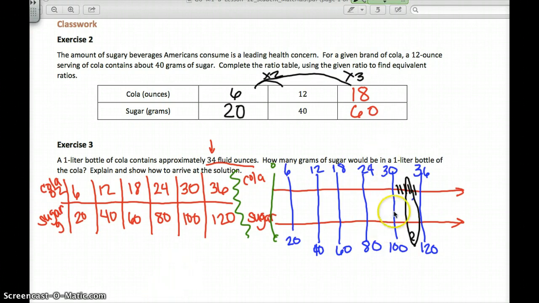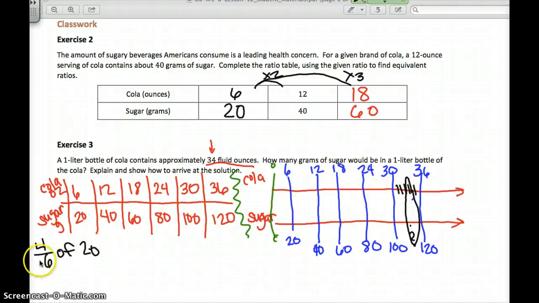So basically, what I'm saying is I'm finding 4/6 of the distance between 100 and 120, which is 20. So I'm finding 4/6 of 20. That will give me whatever number falls here, and I'll have to add that onto my 100 because it's falling between 100 and 120. We're finding 4/6 of 20. So just this section right here.